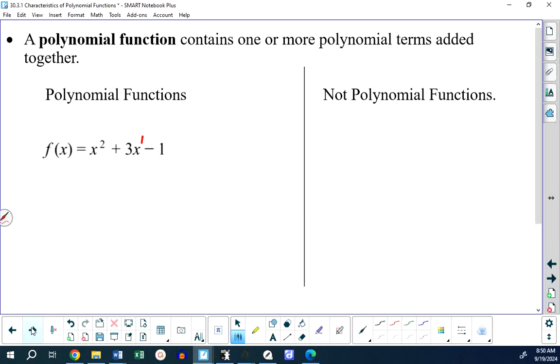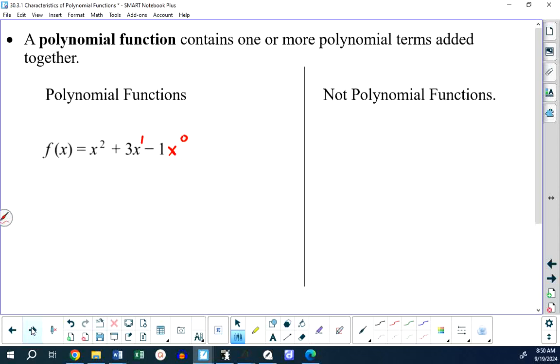Is the number negative 1, we're adding negative 1, or you're subtracting 1. We'll just go with 1. Is 1 a polynomial term? Well, there's a coefficient, the 1 or the negative 1, depending on how you look at it. There is a variable, and it is raised to an exponent. So when we look at this whole thing, we call it a quadratic polynomial function.